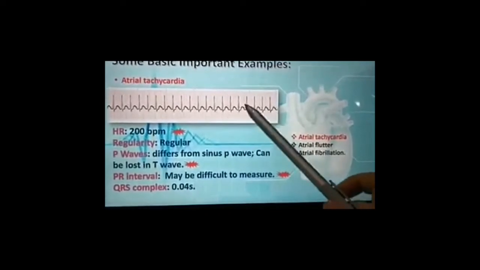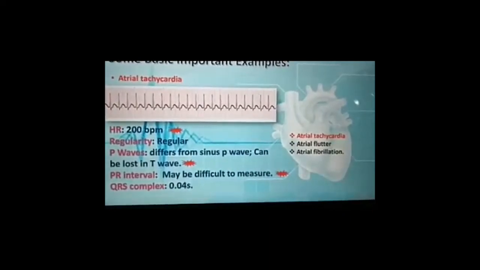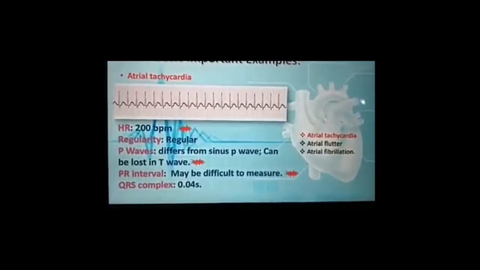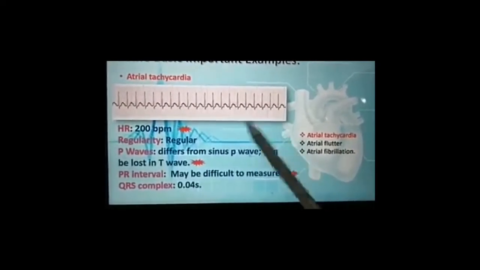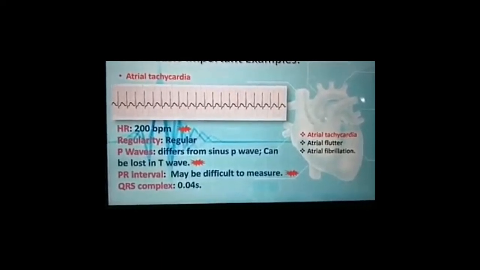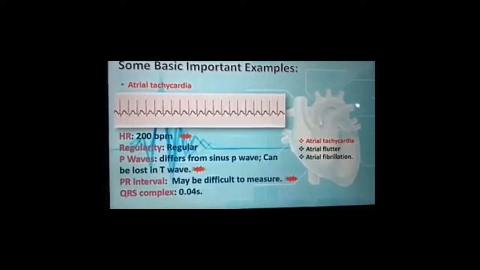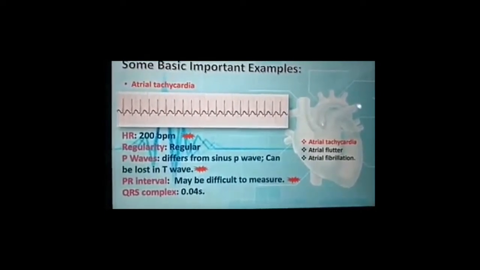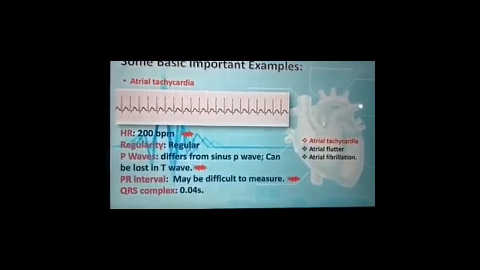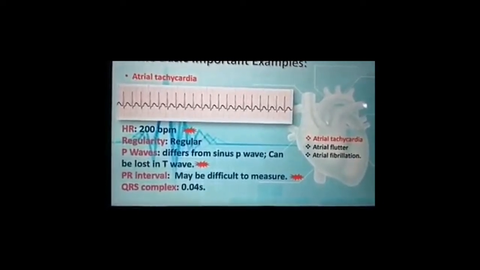We cannot differentiate between the P waves and the T waves. So the P wave is different from the sinus P wave. So any kind of problem in the P wave, we directly link it with atrial problems. So in this example, the heart rate, as we said, is very high. P waves differ from a sinus P wave and can be lost in T waves, meaning we cannot differentiate between them.